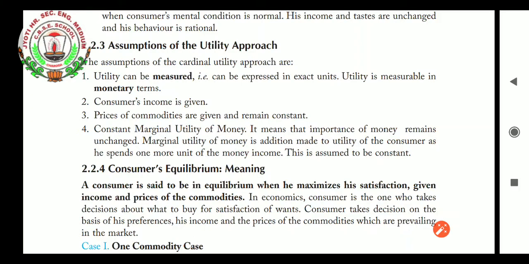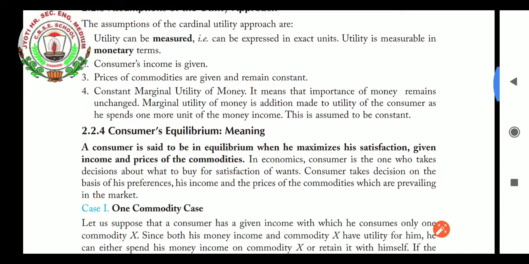So these are the assumptions we have to keep in mind: that utility can be measured. It must have some monetary value so that we can measure it with other income. Consumer income is given. And third, prices of the commodity must also be given, and they remain constant. Constant marginal utility of money must be there. It means that the importance of money remains unchanged. Then only we can understand the diminishing marginal utility.